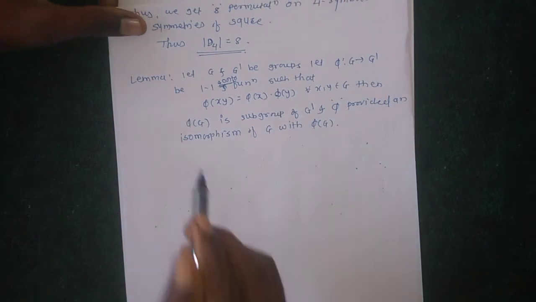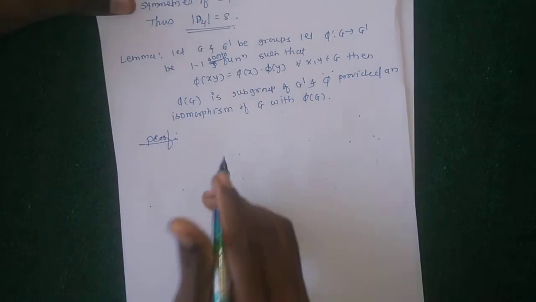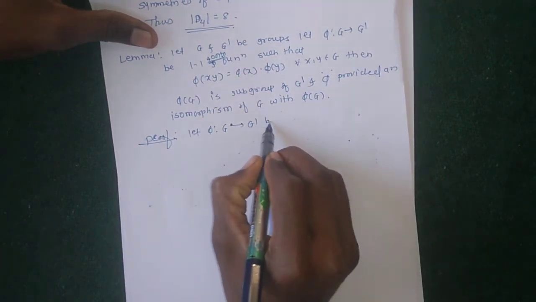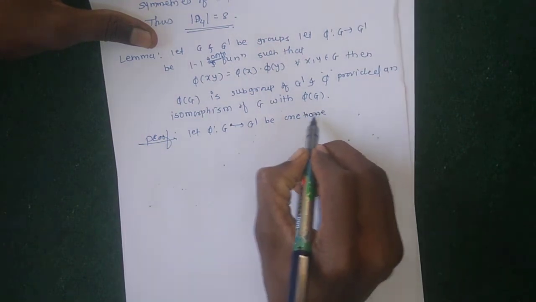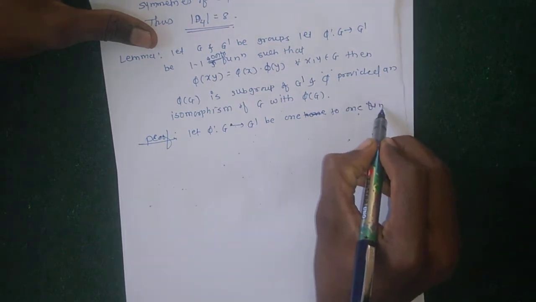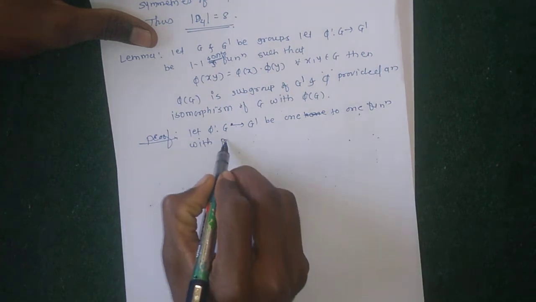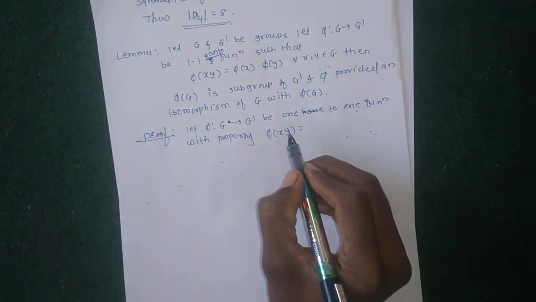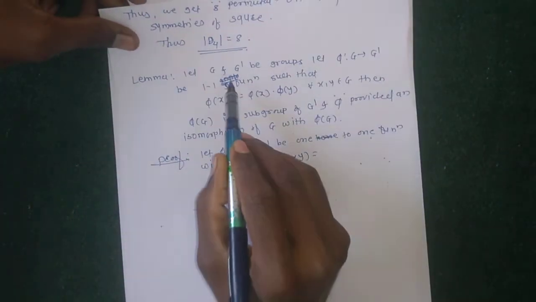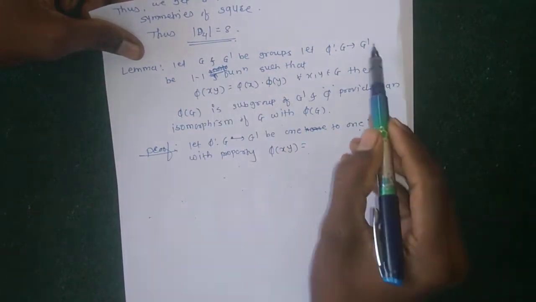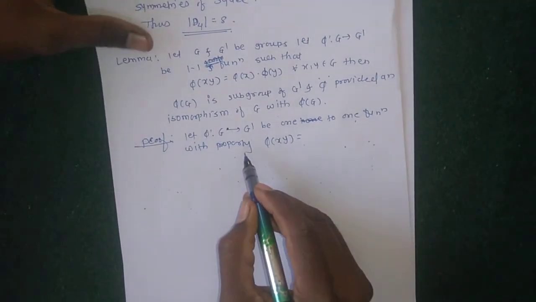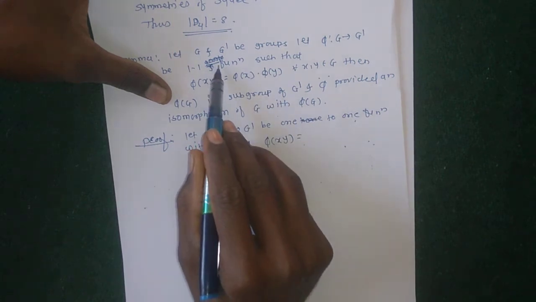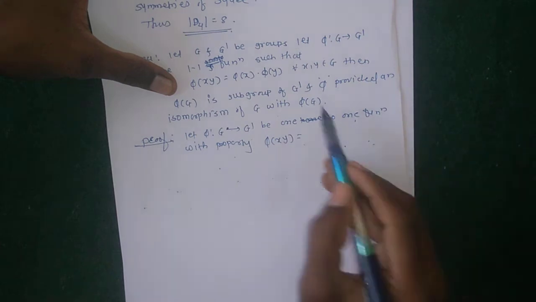Okay, so the proof of this lemma. Let phi from G to G' be a one-to-one function with the property phi of xy equals... sorry, here it is not given that it is onto. The statement about G and G' is only that phi from G to G' is a one-one function. If it were given onto, then it would be an isomorphism of G with G'. Here onto is not given, so the isomorphism of G with phi of G means only the range set is isomorphic.